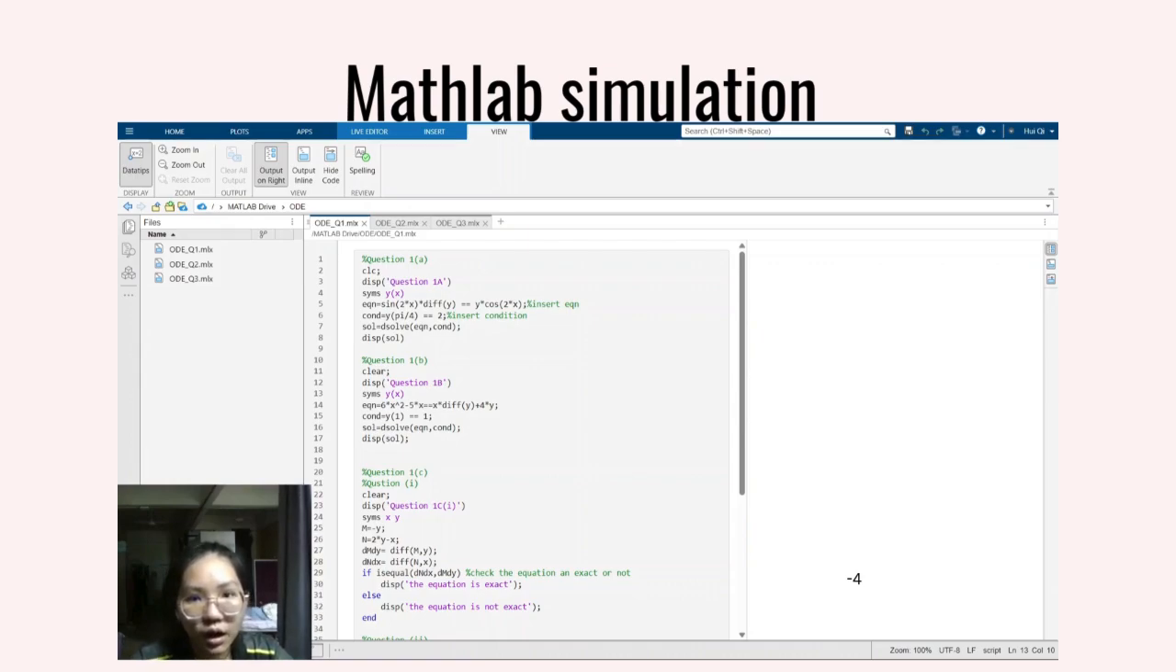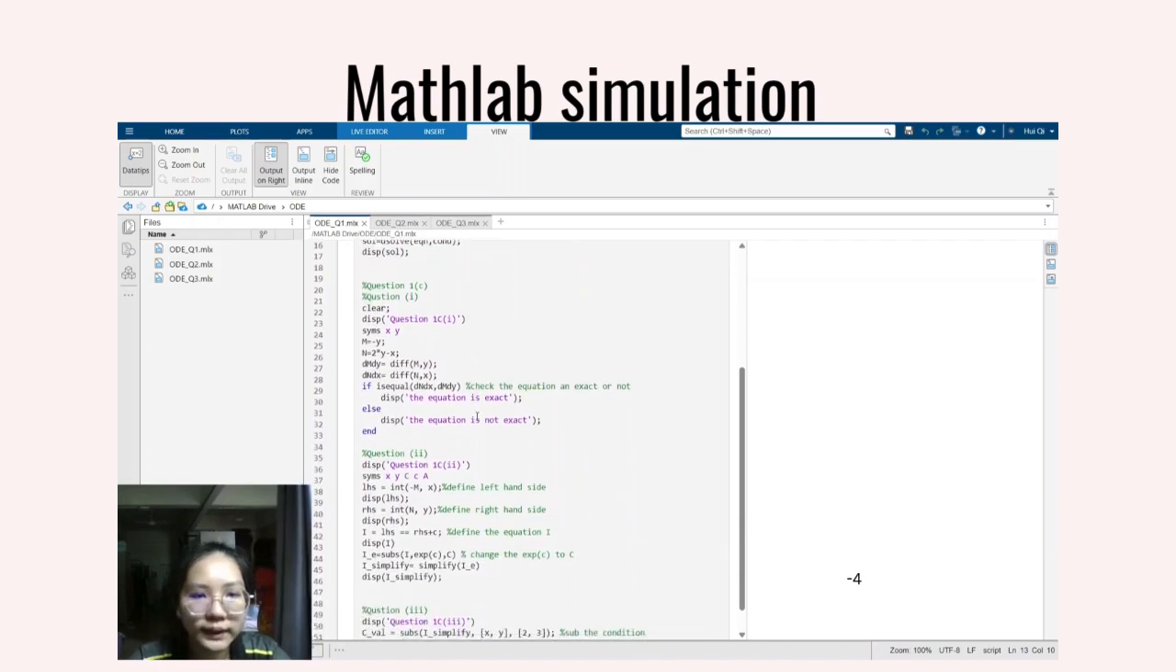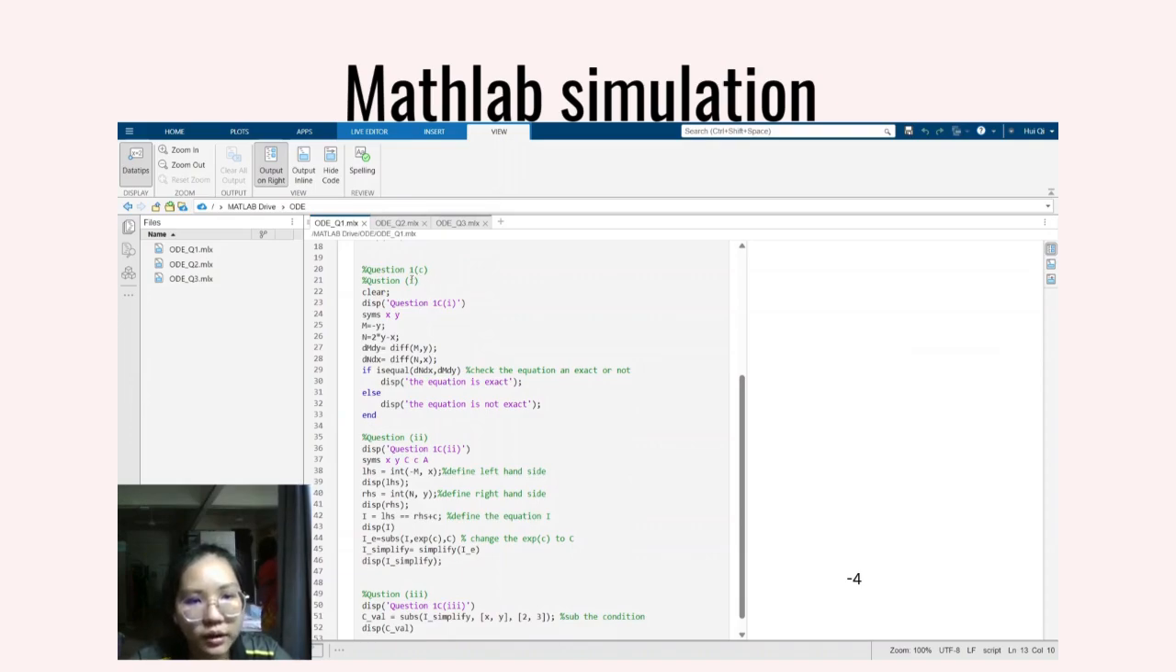Hi, I'm Hui Qi. I'm going to simulate our ODE assignment by using MATLAB. For questions 1a and 1b, we just need to insert the equation and the condition into MATLAB, and using the dsolve command, we can find the solution of the question. For question 1c1, we need to identify the M and N manually and key them into MATLAB.